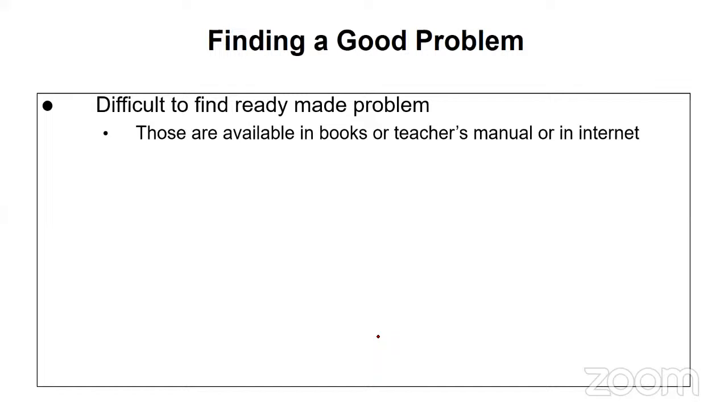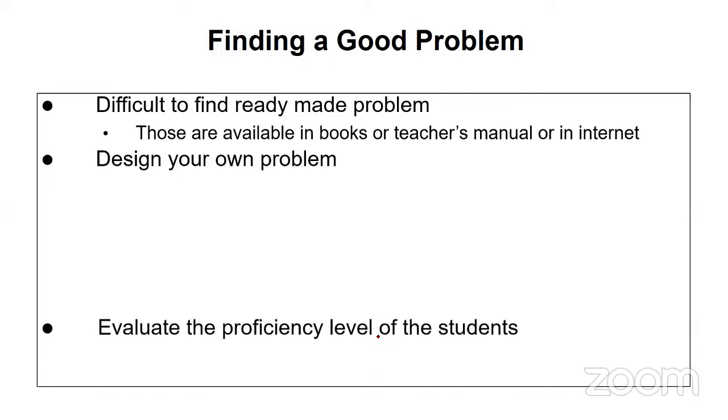Now, how to find a good problem? Obviously, the first punchline is that it's difficult to find a ready-made problem. Don't think you can find some in Google or go to some standard textbook and find some good end-of-chapter problem and your job is done. In that case, your mission will fail. Maybe out of these 15 objectives, you will achieve only 6 to 7 course objectives. So the first thing is that you must design your own problem.